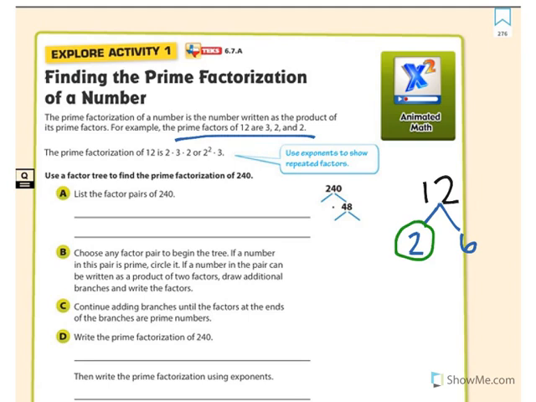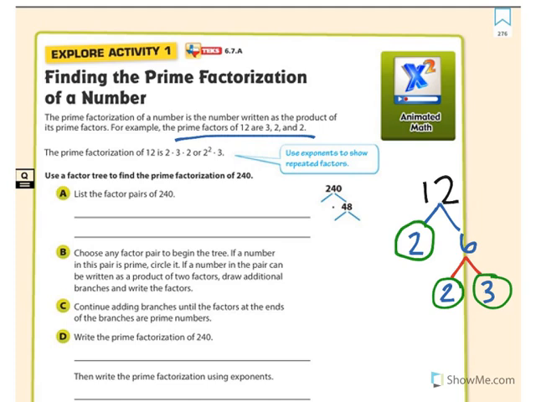But 6 is composite, so it gets another set of branches, because I can multiply 2 things to get 6. What can 6 be divided by? It can be divided by 2. So let's do 2 and 3. 2 times 3 gives me 6. Now, 2 is prime and 3 is prime.